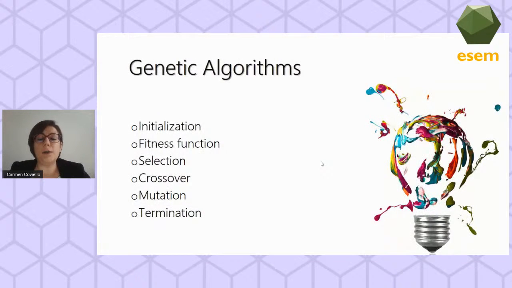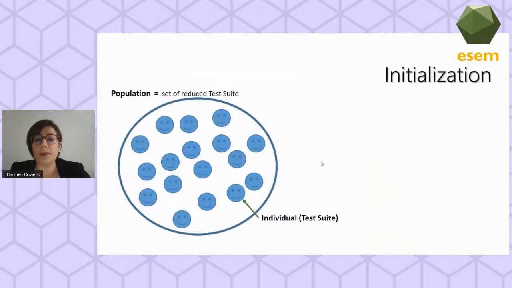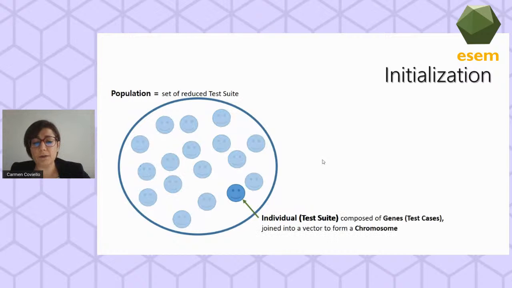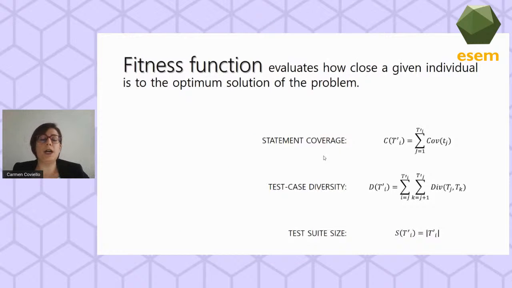Genetic algorithms are complex and adaptive procedures that start from an initial population and recombine it in order to obtain better solutions with an iterative process. During the first step, an initial population is randomly created, and each individual of the population is composed of genes. They are joined into a vector to form a chromosome. In our problem, each individual is a reduced test suite randomly selected among all of those possible. The fitness function evaluates how near each solution of the population is to the optimal solution of the problem.